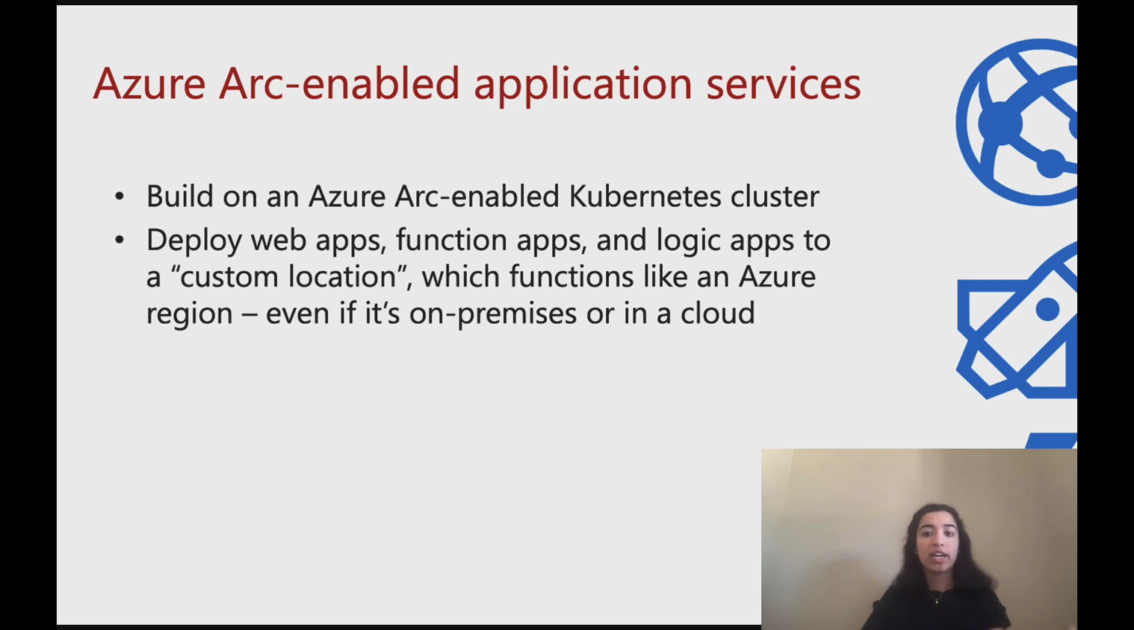With Azure Arc-enabled application services, you have a Kubernetes cluster. This Kubernetes cluster could be on premises. It could even be in another cloud. So when you're deploying a web app or a logic app that is Arc-enabled, what you'll be doing is actually deploying to a custom location. A custom location is equivalent to a Kubernetes namespace for reference. And what this does is make the app service run in the customer's infrastructure.